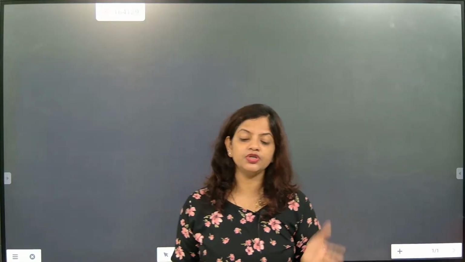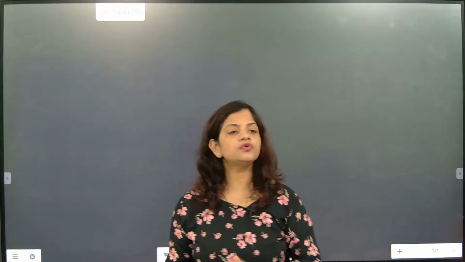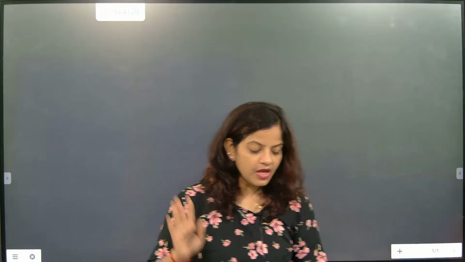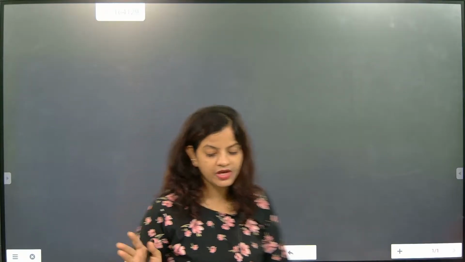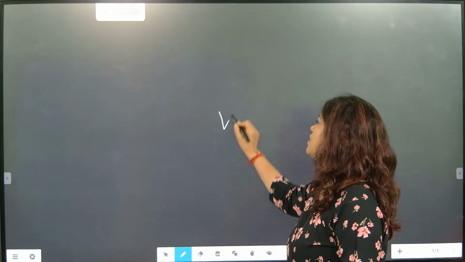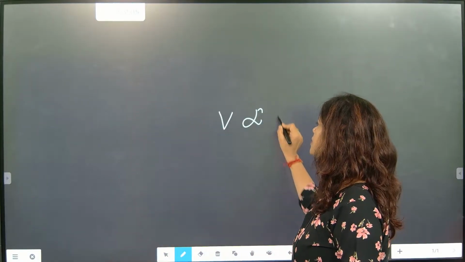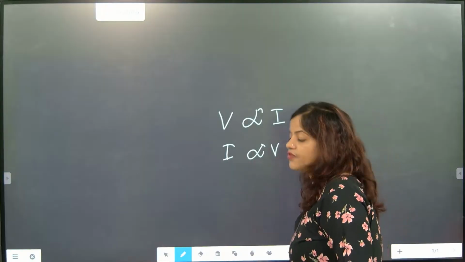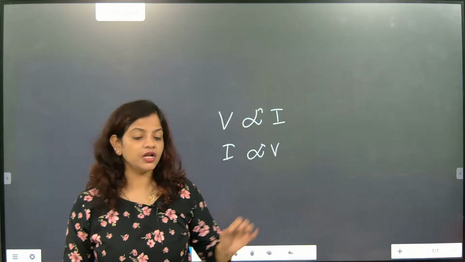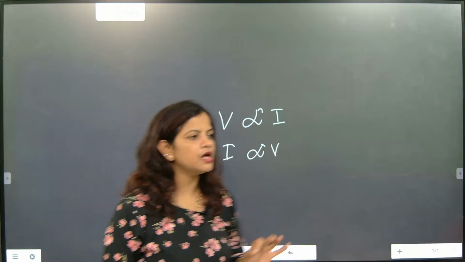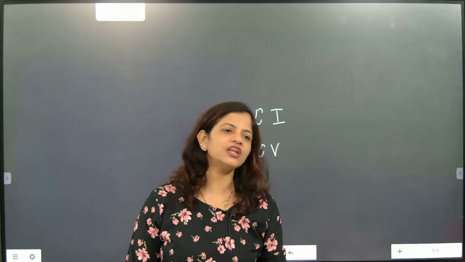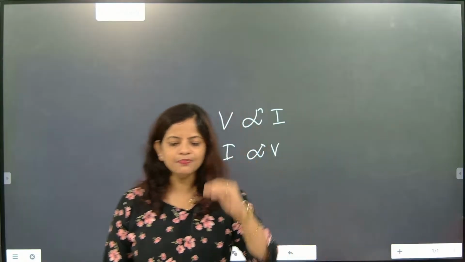It is V is equal to IR. But V is equal to IR when? Because we know one very important thing. V is equal to IR. V is directly proportional to current. Current is directly proportional to V. This is exactly the relation, and that's what I said now. The amount of current flowing in the circuit depends upon what? Potential difference.